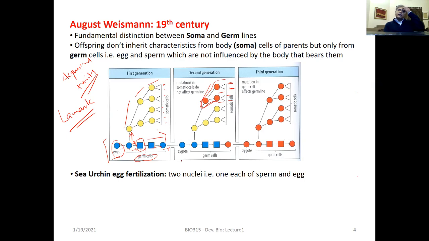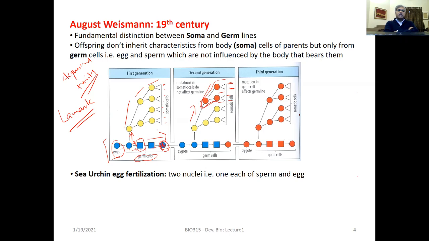Okay. However, if the mutation happens in the germline, then this mutation will be passed on to the next generation, which will go in somatic cells as well as the germline, and generation after generation, you will have this mutation. And that's the only way through which traits are inherited. So the distinction between acquired traits and inherited traits is that acquired traits are acquired in response to certain selection pressure in organisms.